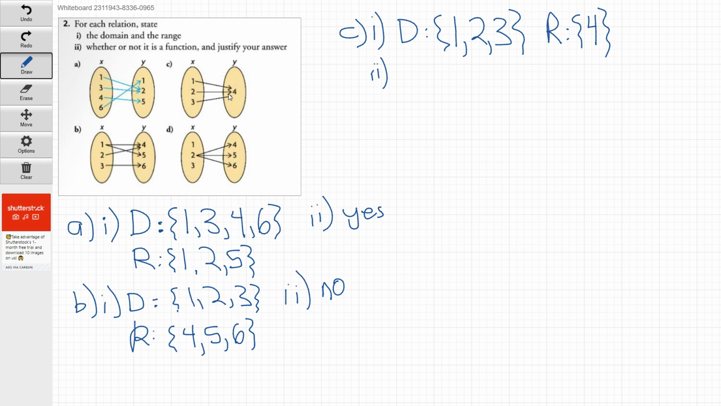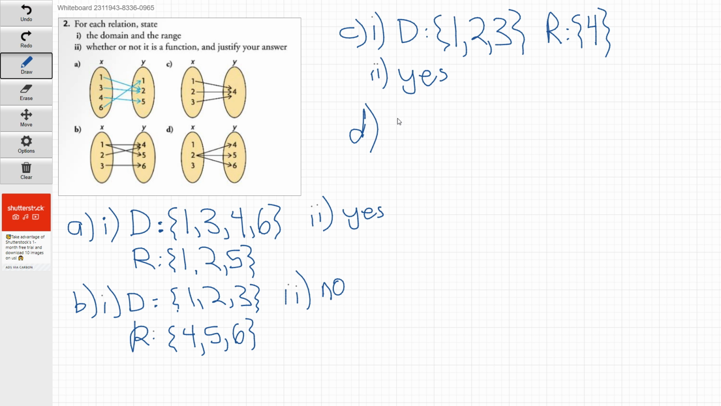Well, the biggest thing here is every x can only have one y. So let's look at each x. 1 only has one y, 2 has one y, 3 has one y. It doesn't matter that they all point to the same y. All that matters is every x only has one y for it. So it's okay if they're all the same y, that's fine. But if we had one pointing to 4 and to something else, then it wouldn't be a function. But in this case, every input has only one output. So we will say yes, this is a function.